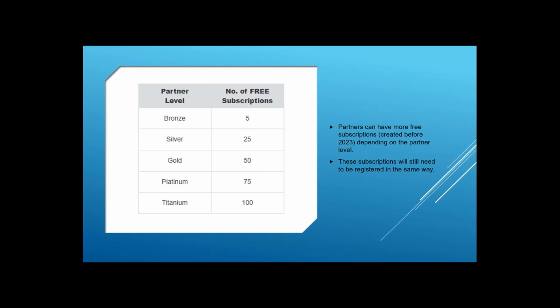So if you need, this is one way of retaining some of those free keys, getting to the next partner level. It's quite a jump from each level, especially from bronze to silver, because 5 isn't a huge amount, but at silver you get 25. So get your partner level up and you can have some more licenses essentially. And these licenses will still need to be registered to your end customer.